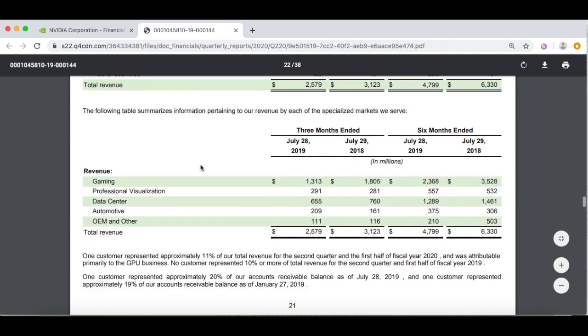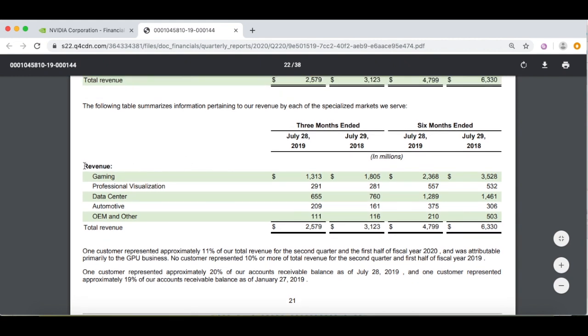Again, more why I love the Qs, okay, because here's revenue and they're showing you here's gaming. So gaming's down. Professional visualization is actually up, kind of flat actually. We'll call data center roughly flat. Automotive is trending up a little bit, but again, a very small part of the company. OEM and other actually trended down quite a bit, but again, it's such a small part of the company. But again, showing you, look, it's a gaming company.